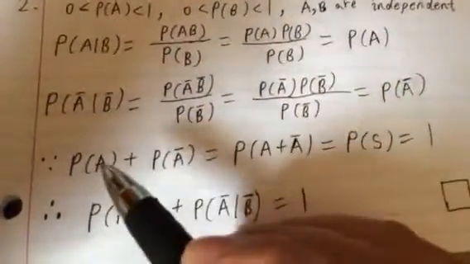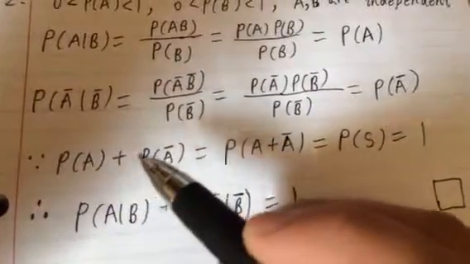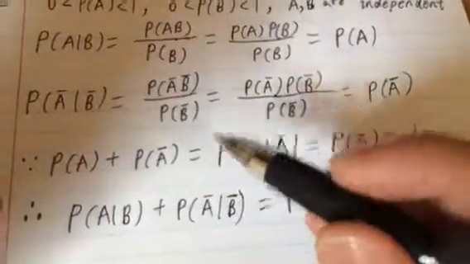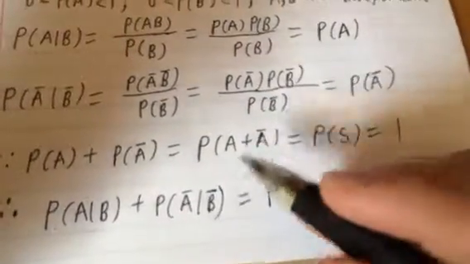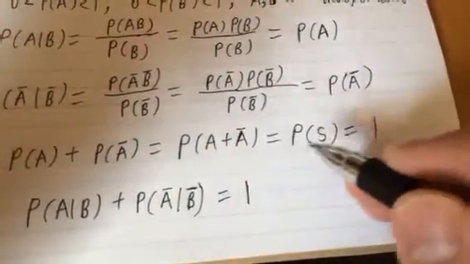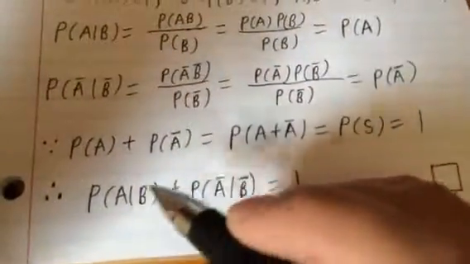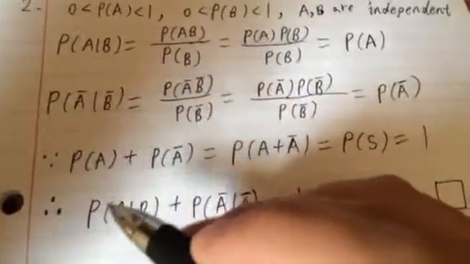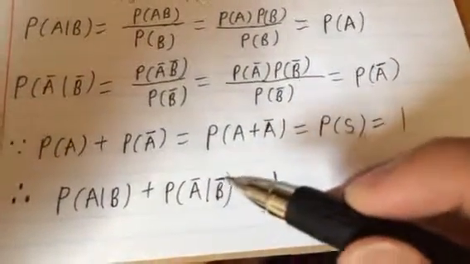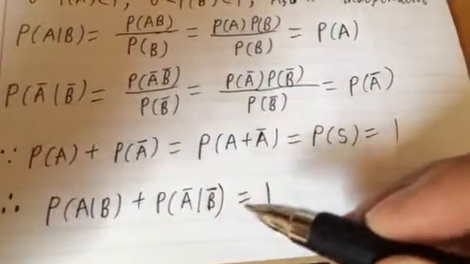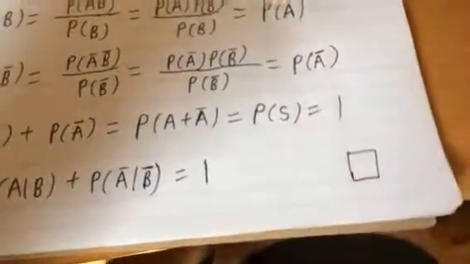And since the probability of A plus the probability of complement A is the whole thing, that should be equal to 1, so we have proved that the probability of A assuming B plus the probability of complement A assuming complement B equals 1. That's the result.